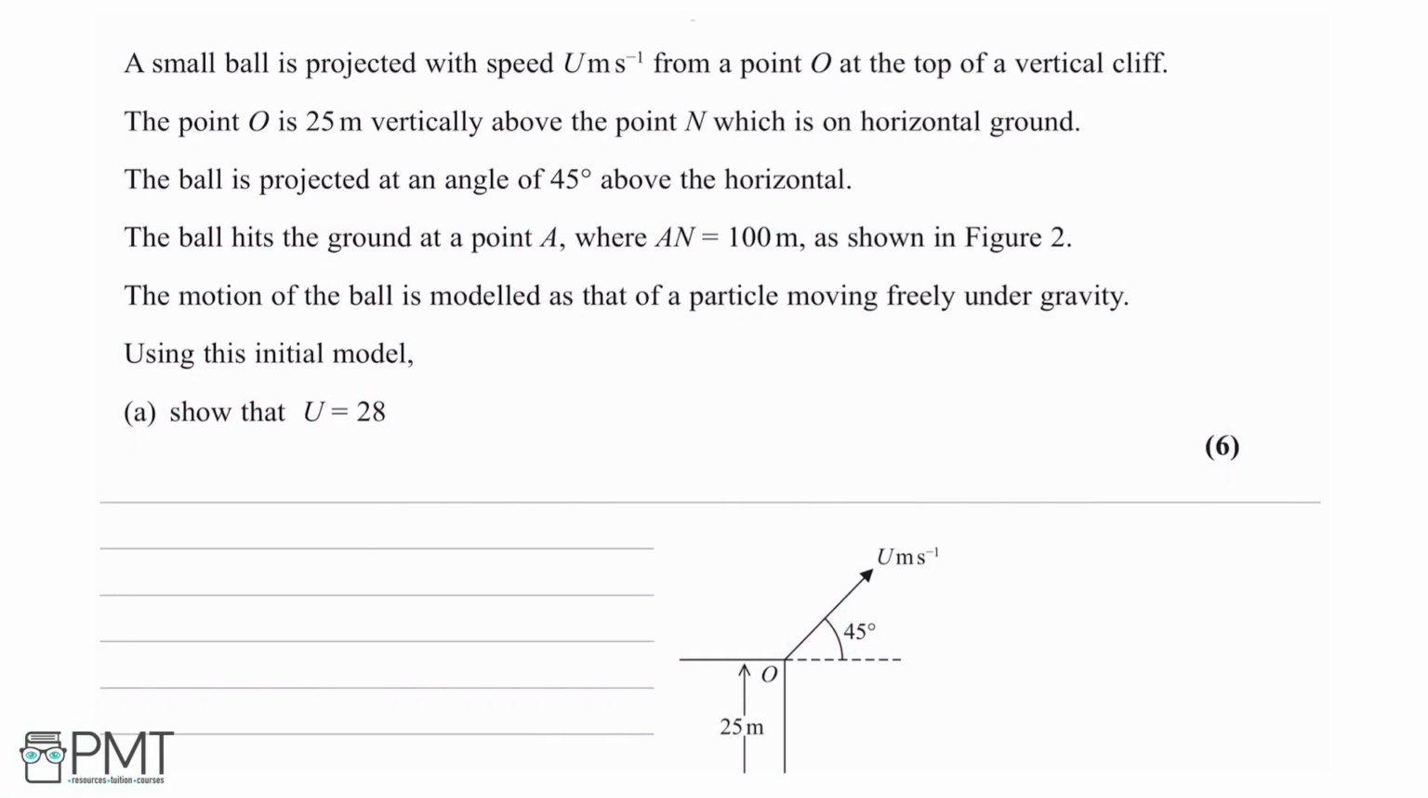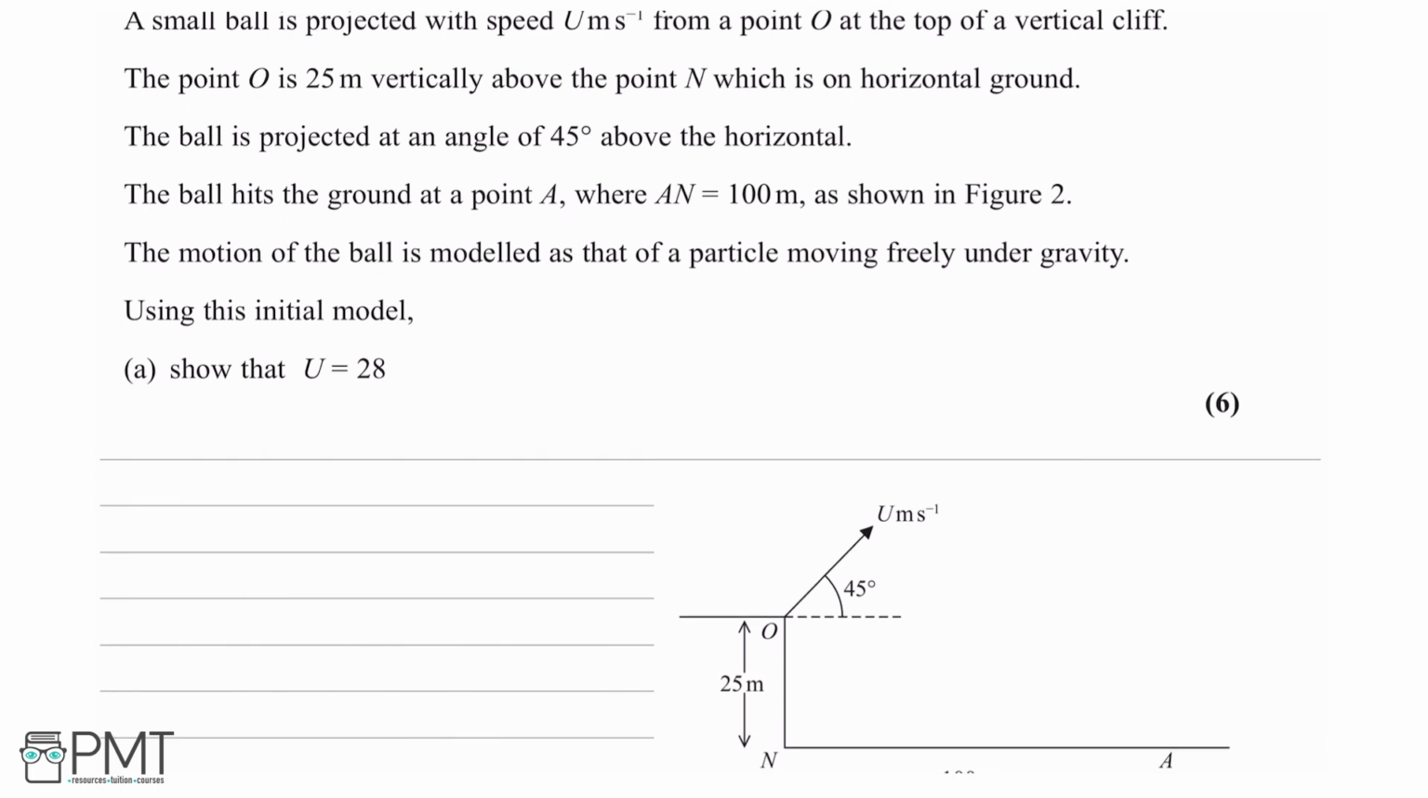We are told a small ball is projected with speed u meters per second from a point O at the top of a vertical cliff. The point O is 25 meters vertically above the point N, which is on horizontal ground. The ball is projected at an angle of 45 degrees above the horizontal. The ball hits the ground at a point A, where AN equals 100 meters, as shown in figure 2.